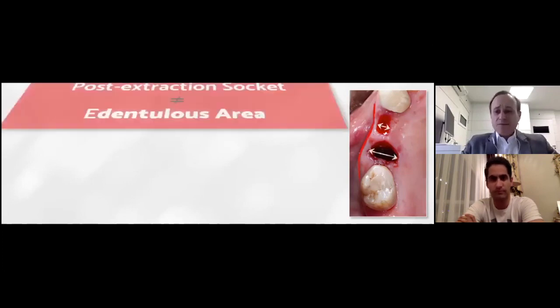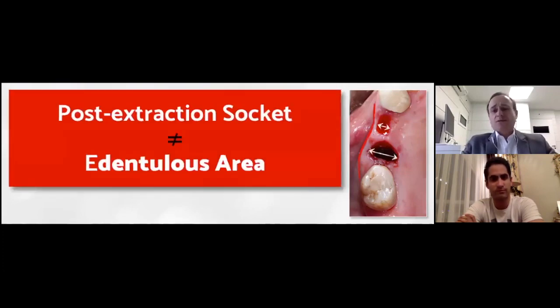Here you can see 2 different scenarios, a post-extraction socket and a dentulous site, side by side. And we have a huge difference. Talk about the dimensions of these 2 different areas. According to my experience, a post-extraction socket would never become an edentulous site for late implantation. It would increase the number of procedures, the cost, and the treatment time, and of course, the unpredictability of the outcomes. Talk about the gingival margin and the palatal height position.